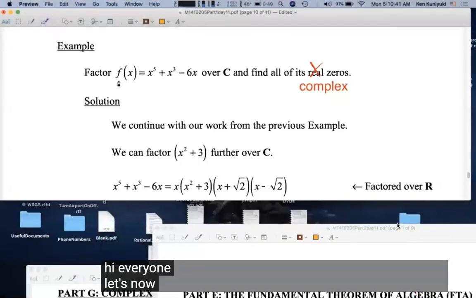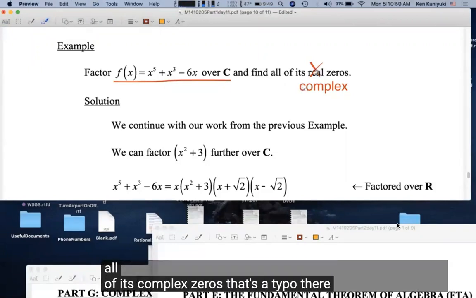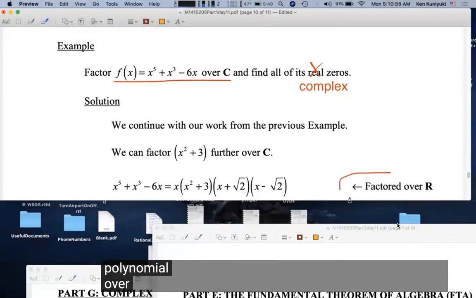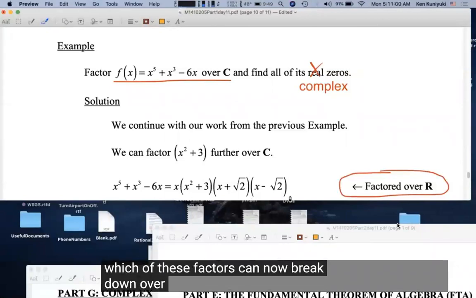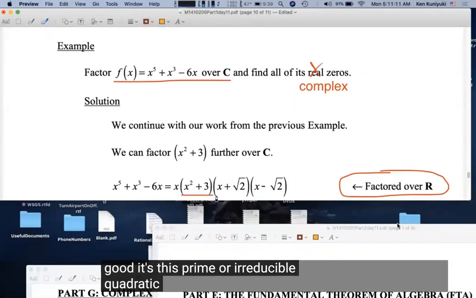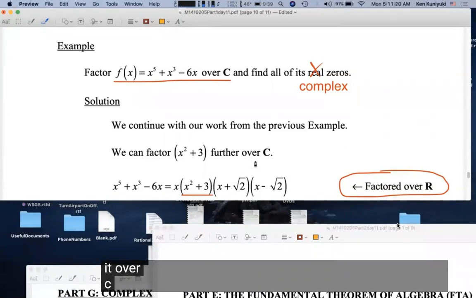Hi, everyone. Let's now factor our polynomial over C, the set of complex numbers, and find all of its complex zeros. That's a typo there. So we've already factored this polynomial over R, the set of real numbers. Which of these factors can now break down over C? x is good. These two other linear factors are also good. Is this prime, or irreducible quadratic over the reals, that we can break down further? x squared plus 3. How can we factor it over C?